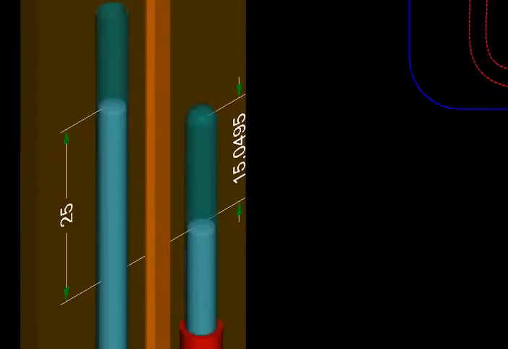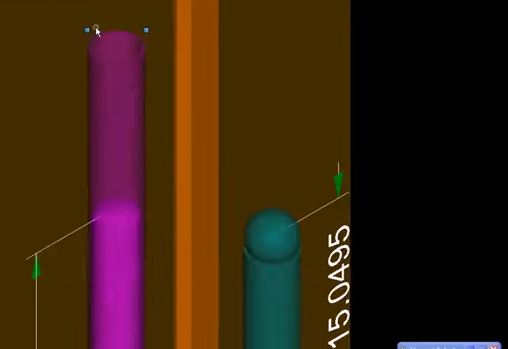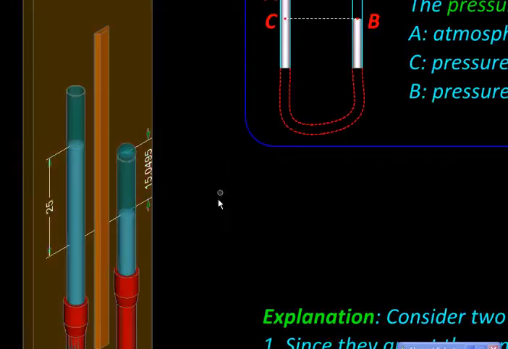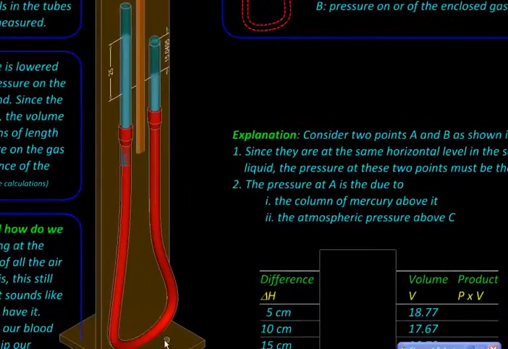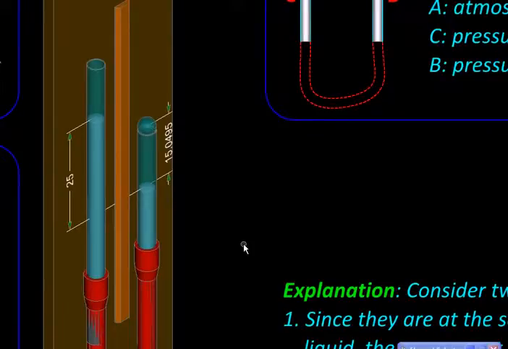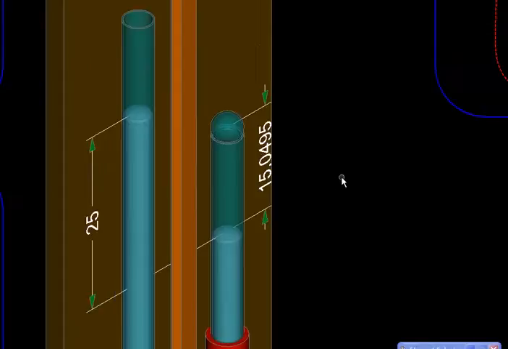It essentially consists of two glass tubes. One is closed at one end and the other is open at both the ends. These two glass tubes are then connected with a flexible rubber tube like this, forming a U-tube, and then the apparatus is filled with mercury, thereby trapping some amount of air in this part of the tube.